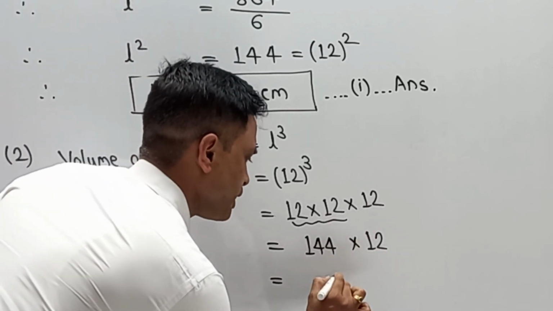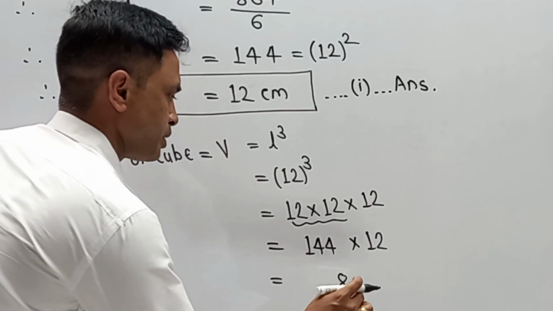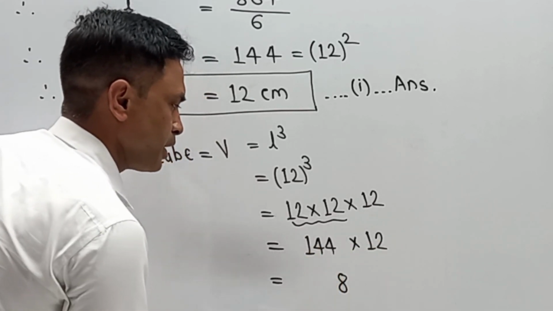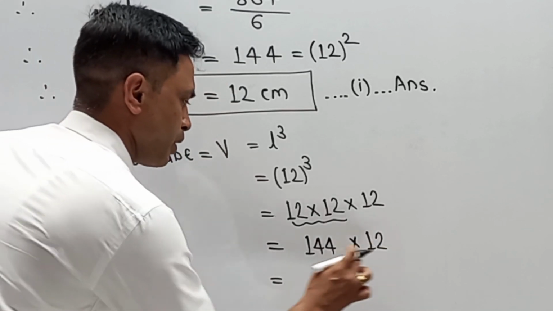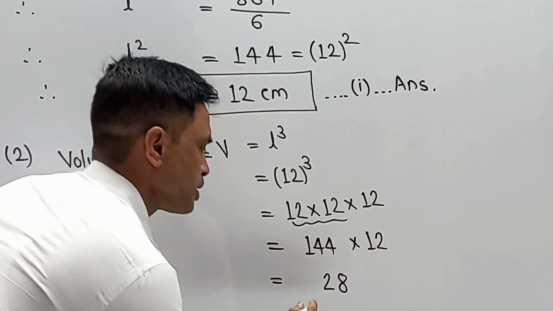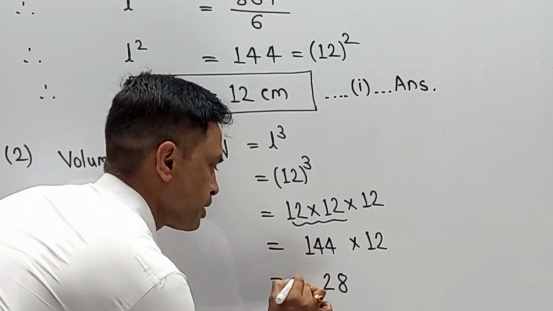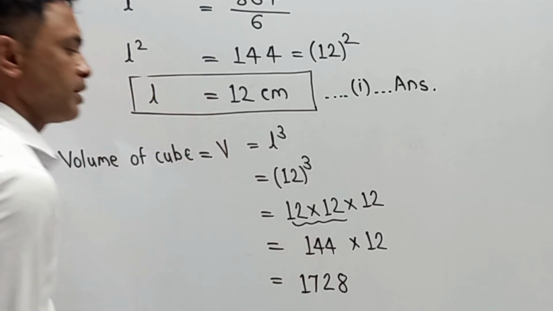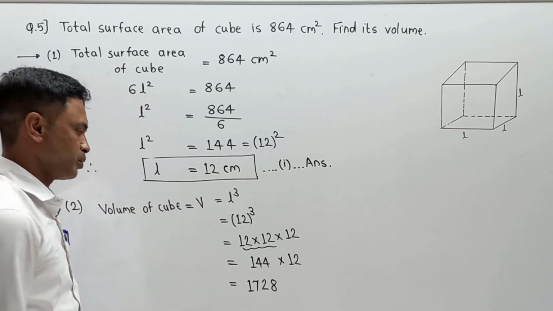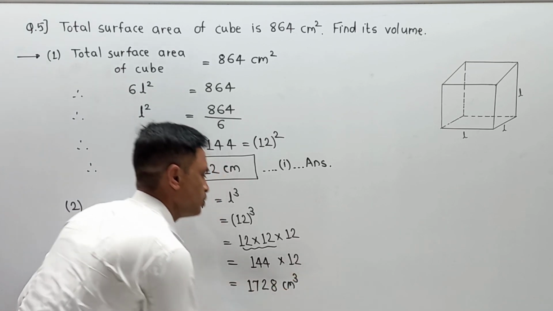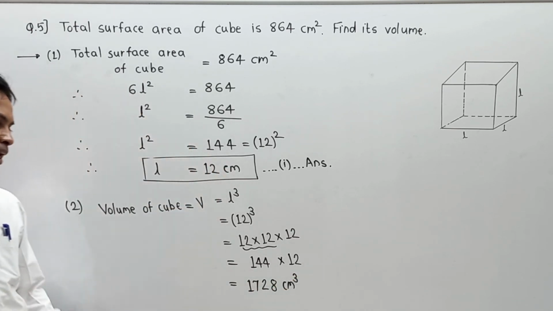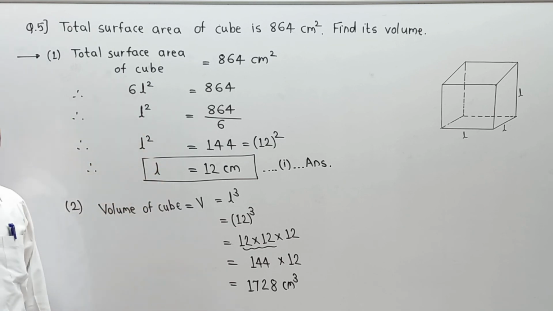Now simplification of this part. 12 twos are 24, carry 2... 12 fours are 48, carry 4, 12 fours are 48 plus 4 is 52, carry 5, 12 ones are 12 plus 5 is 17. So the volume of the cube becomes 1728, and as it is a volume, so cubic centimeter, and in this way we can calculate the volume of the cube.